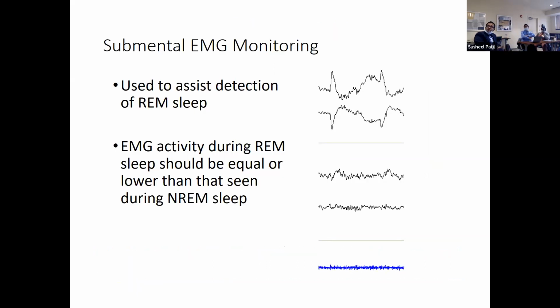So submental EMG monitoring, why do we do it? It's primarily for the detection of REM sleep. And EMG activity during REM sleep should be equal to or lower than that during non-REM sleep. That's important. It doesn't have to be lower than any stage of non-REM sleep, but it has to be equivalent to the lowest EMG. In other words, other stages of sleep that are not REM can also have equally low EMG tone.